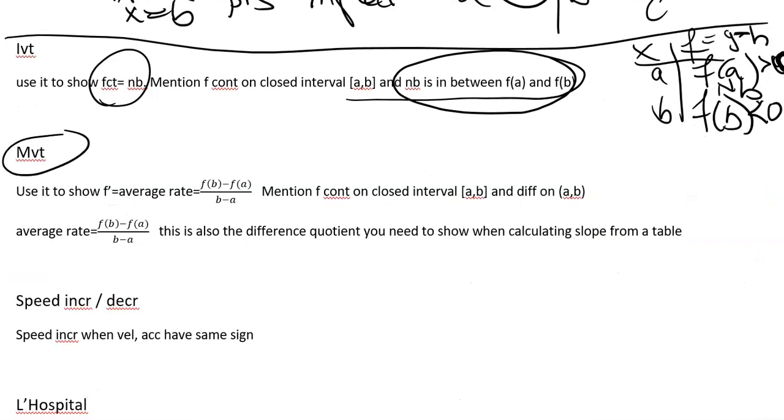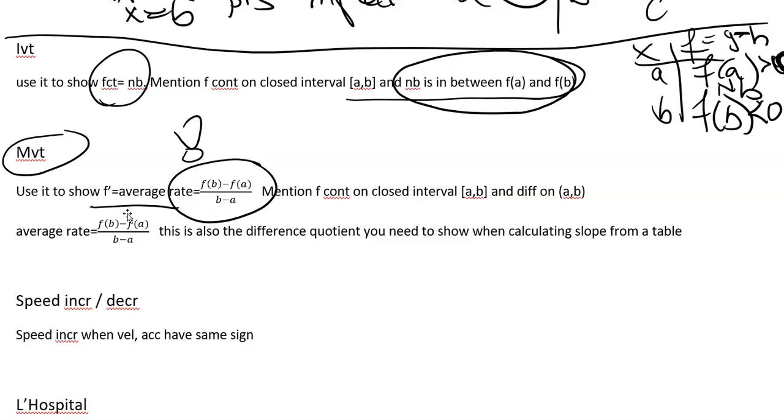MVT, we kept talking about this also in our justification. Use it to show the derivative function at some point is equal to some number, but it's not any number. It must be the average rate of change, and sometimes you will have this as a table problem. You might need to identify which values in your table will give you that number, and you must show the difference quotient.